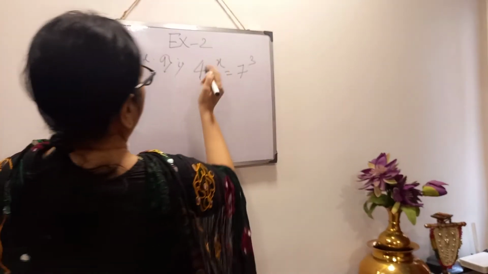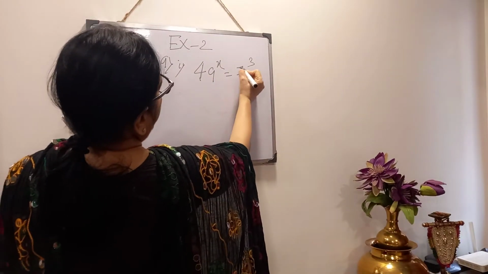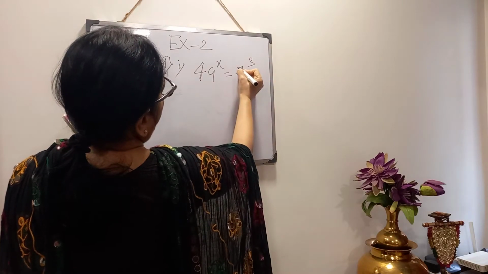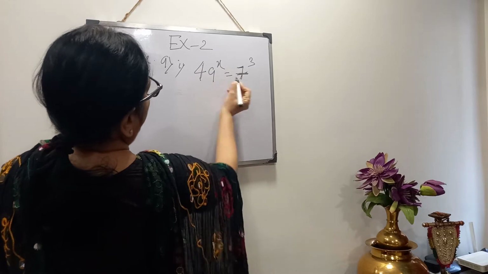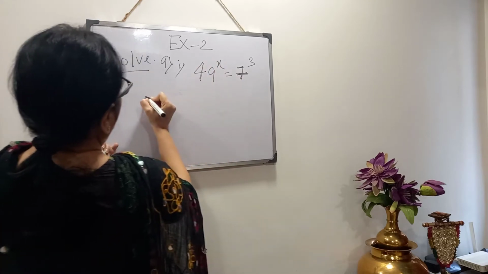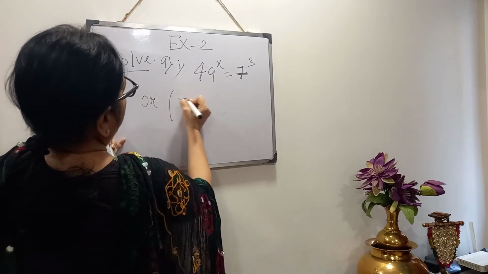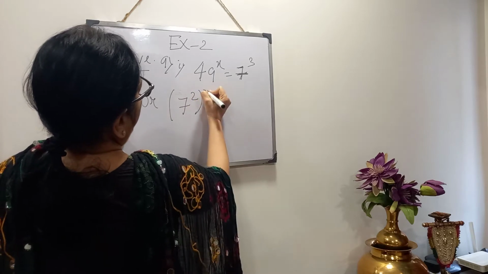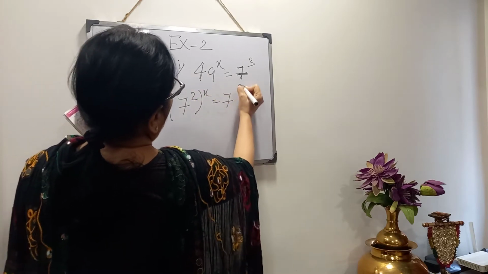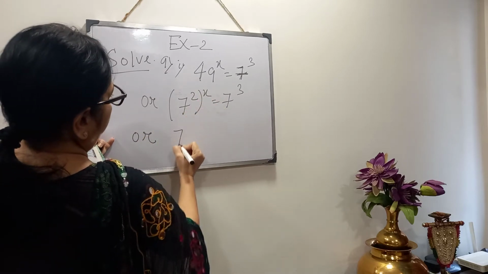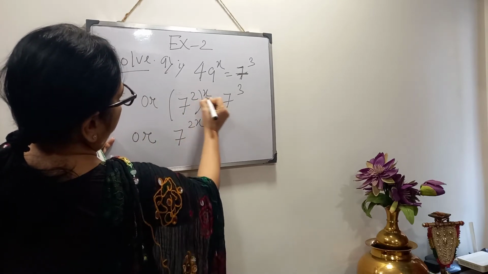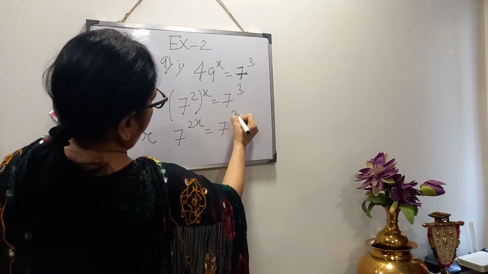Now what is this? 49, the base is 7. This is a prime number, so 7 you can't break. So 49 in terms of 7 you have to break. 49 means 7 square. So we can write this as 7 square, and there is x. Now you know by the rule of laws of indices this can be multiplied. So it will become 7 to the power 2x, and right hand side 7 cube.